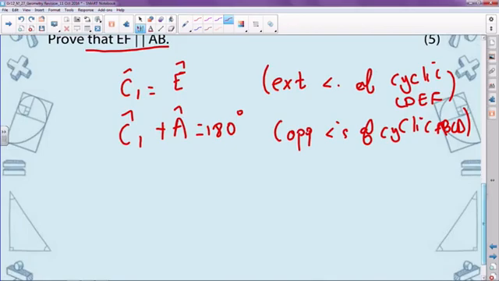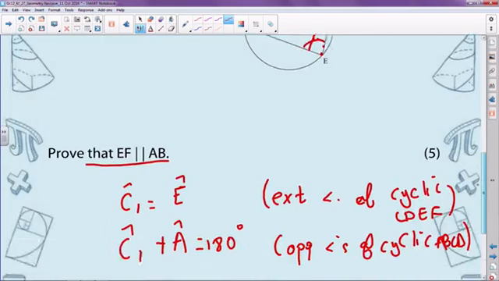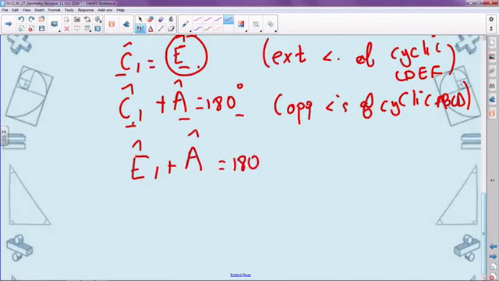All right, so what is the aim here? My aim is to show that angle A plus angle E is 180 degrees. Because if those add up to 180 degrees, then AB would have to be parallel to EF, because A and E would be co-interior angles. Do I have enough information to make that statement? Yes, I do. I know that C1 is equal to E, and that angle C1 plus A is equal to 180. Therefore, I can just replace angle C1 with E, so angle E plus angle A is equal to 180 degrees.